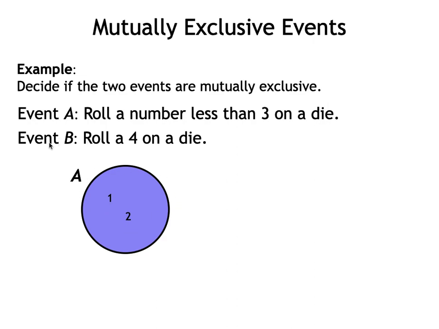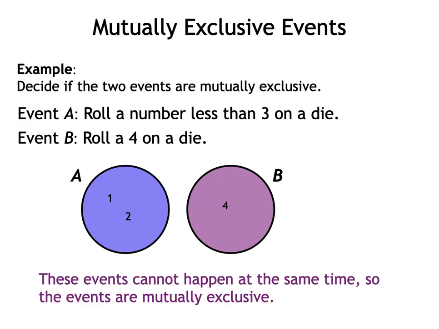What about for event B? Event B is that we roll a 4 on a die. So therefore, event B will only contain one outcome because in a die, there's only one face which is numbered 4. So looking at our event A and B, they don't have anything in common. Thus we say the events cannot happen at the same time, so the events are mutually exclusive.